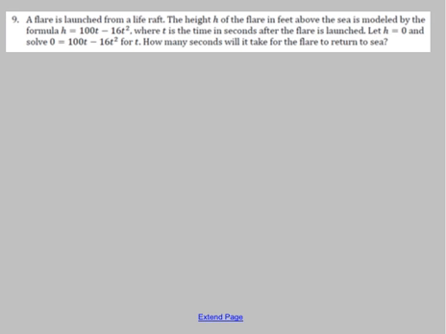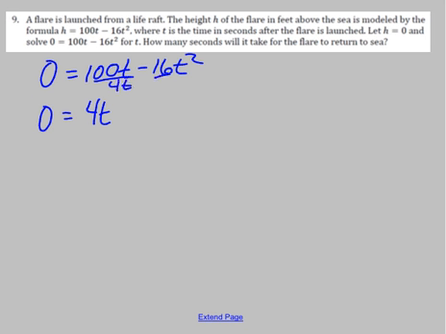So what happens here is this fantastic little thing where 0 is equal to 100t minus 16t squared. Well, the best way to solve this is, if 0 equals 100t minus 16t squared, I actually have one answer already, because I could take out a 4t.